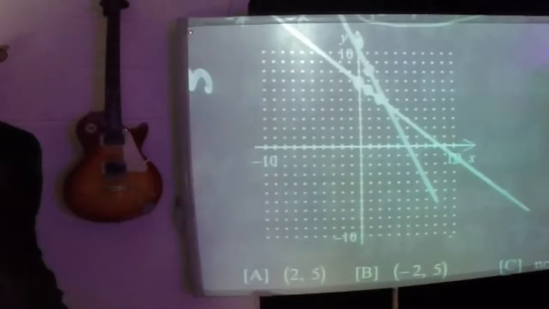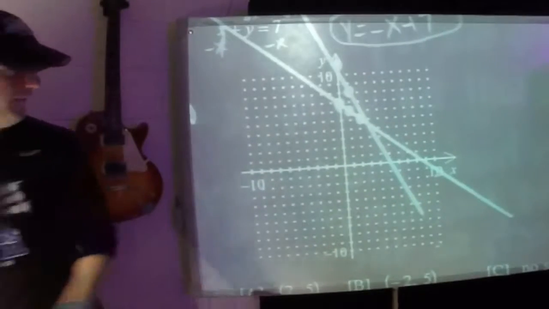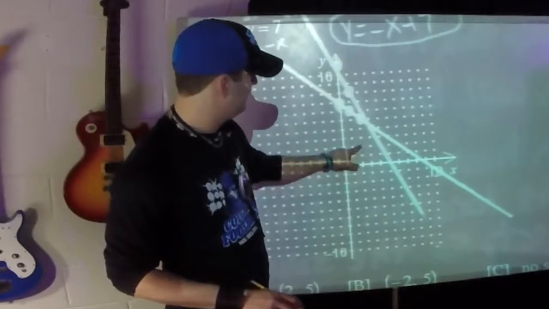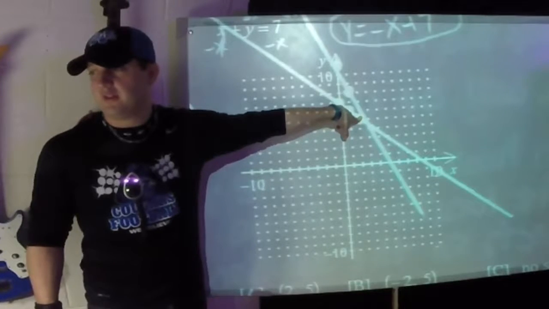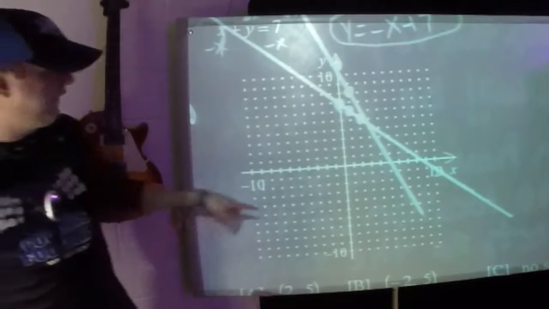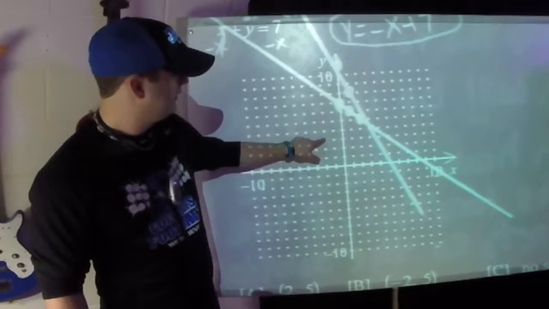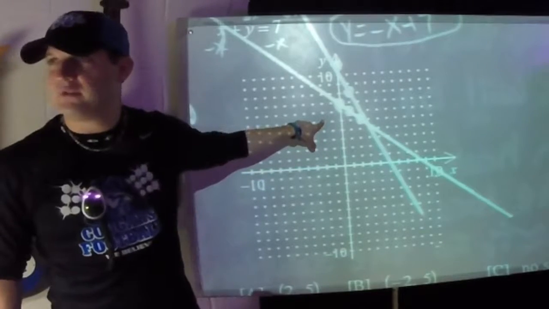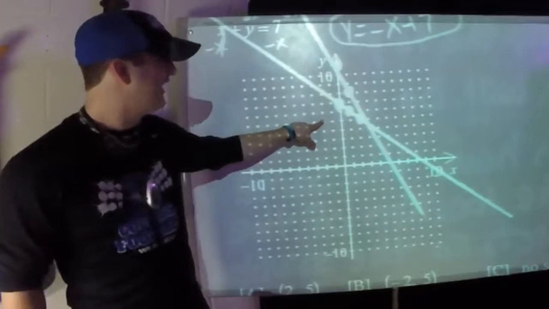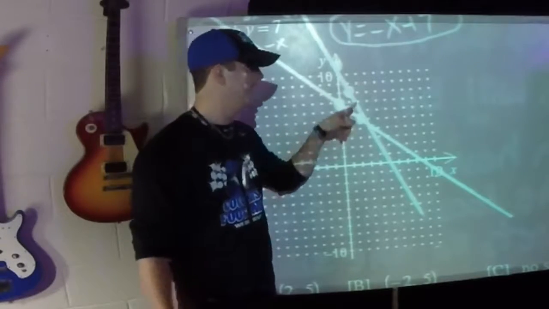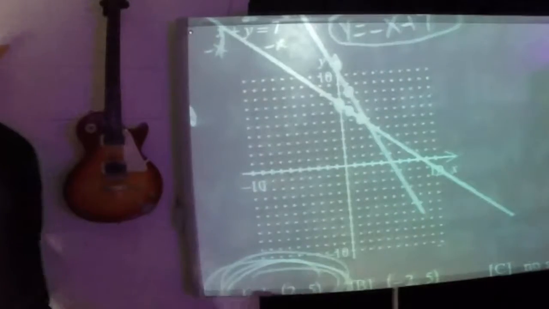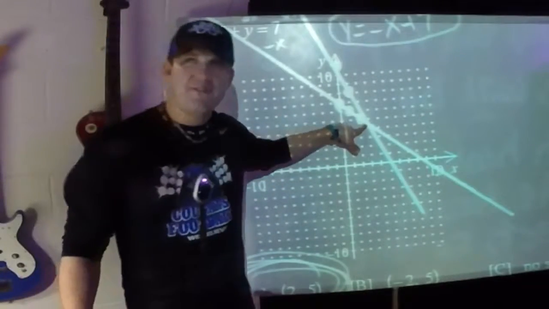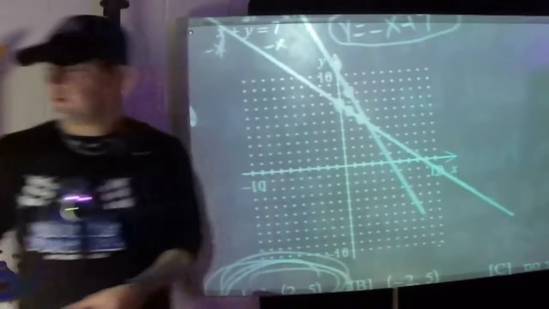What's the first one? 2, 5. 2, 1, 2, 3, 4, 5. That's pretty close to spot on. The other answer is negative 2, 5. Not even close, right? I've decided that I am going to go with A as my answer. Yes, 2, 5 is the closest, but that's the problem with graphing. We're not exactly on 2, 5 because of human error.